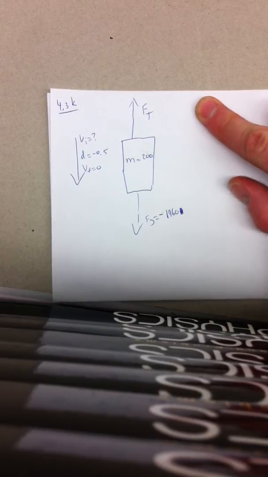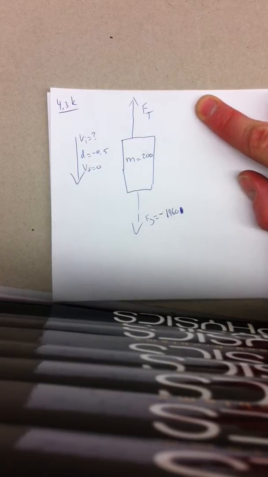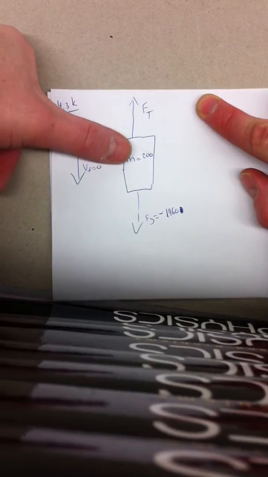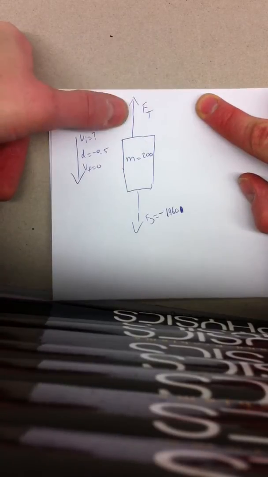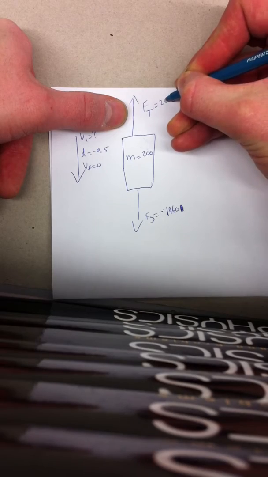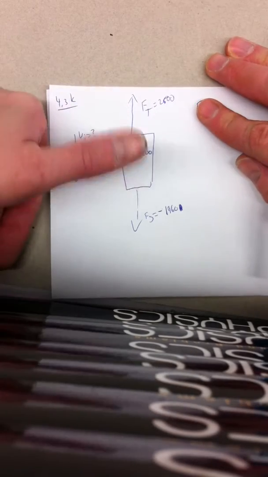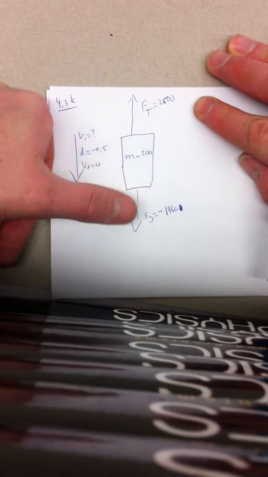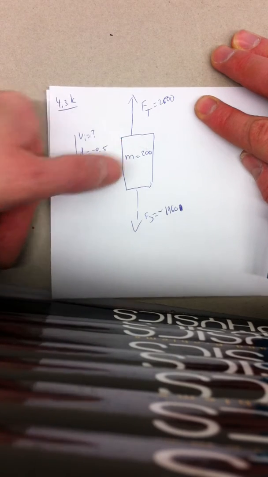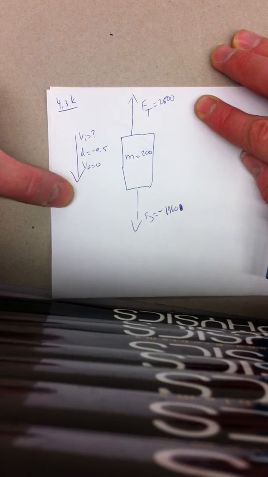All right, so this question 4.3K, it says an elevator is moving down. An elevator with a mass of 200 kilograms has a force of tension that's equal to 2,500. That's the cable that's actually holding the elevator itself. And then the weight is just this times negative 9.8. It says that the object is descending but slowing down.